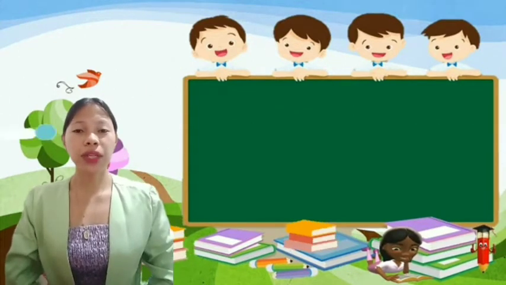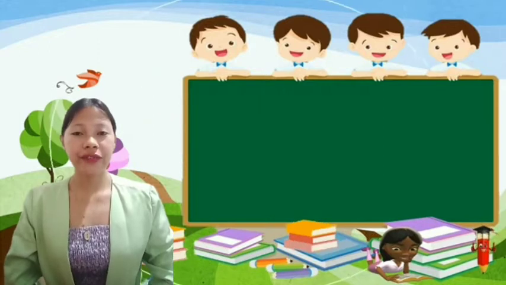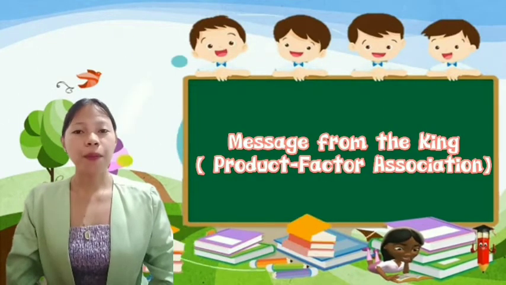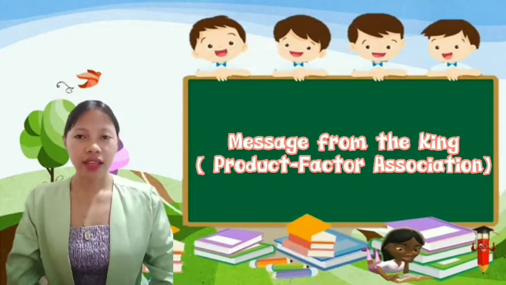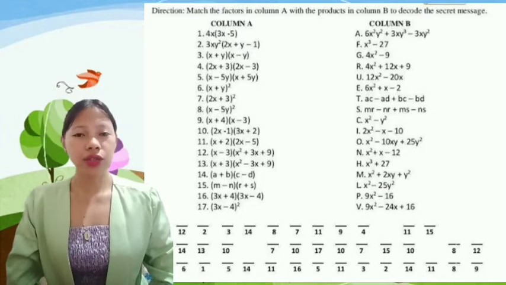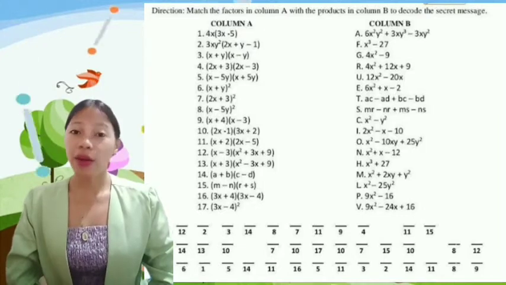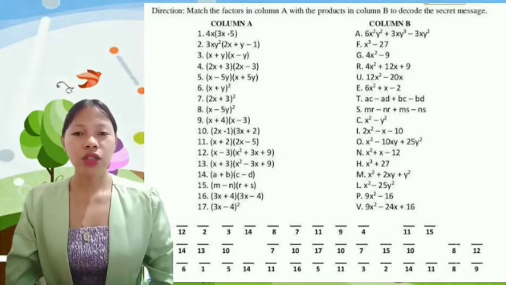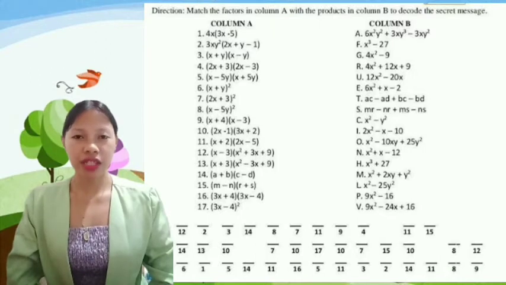Now, to start properly, I prepared here an activity for you. It is called Message from the King, a product factor association. This activity will give you an idea of how factors are associated with the products. How to do it? Well, students, you will only match the factors in column A with the products in column B to decode the secret message.